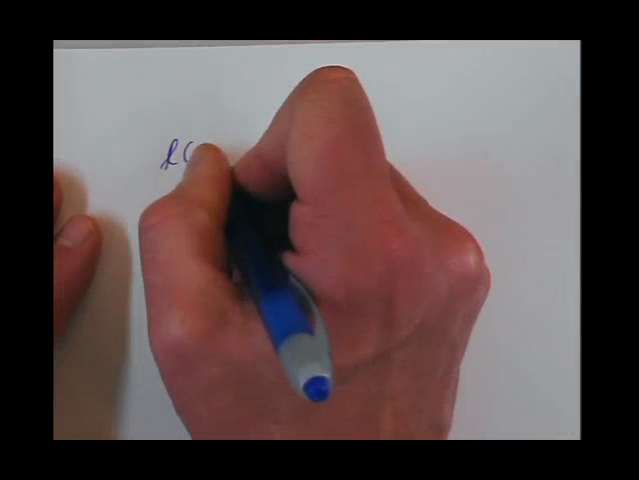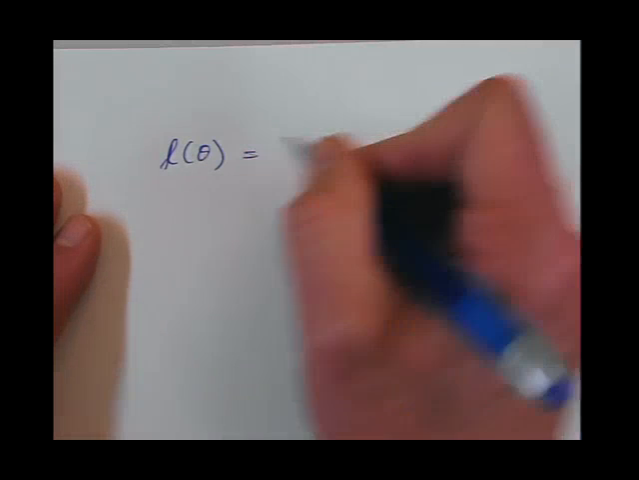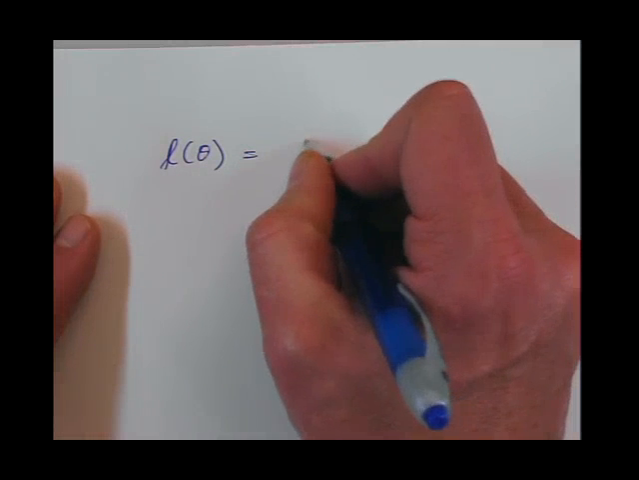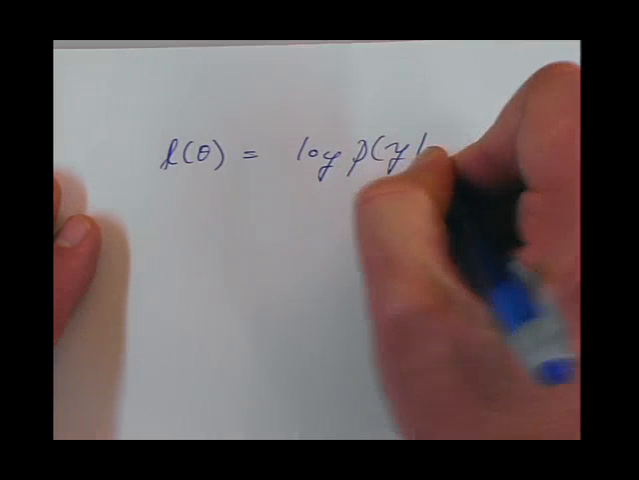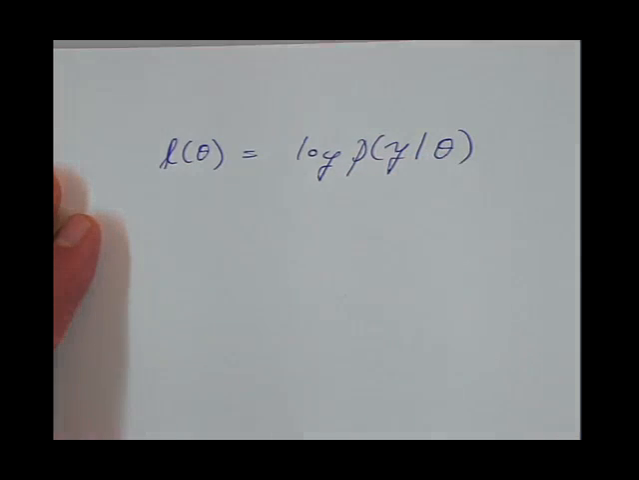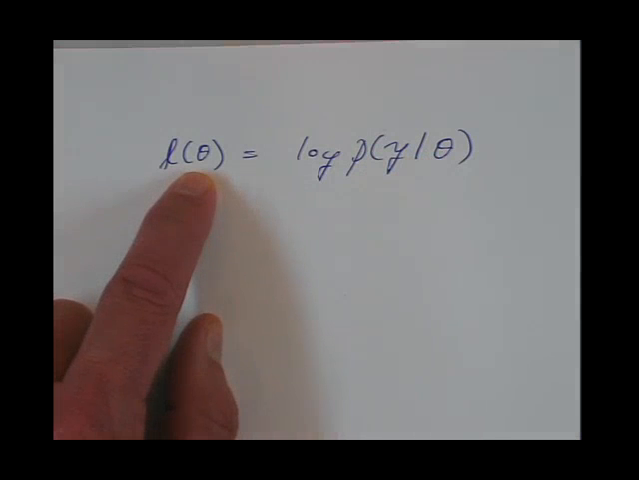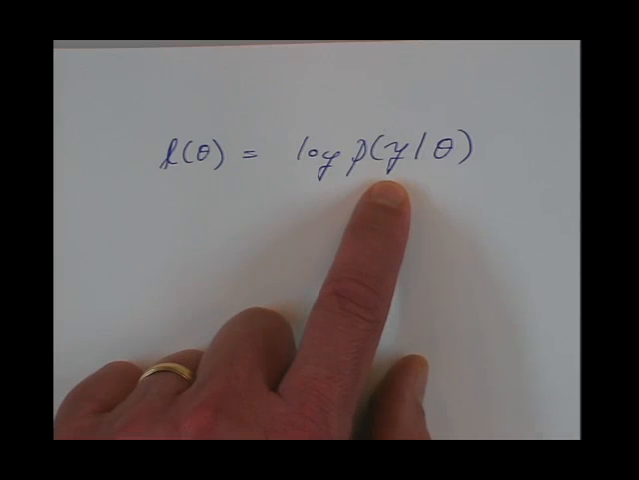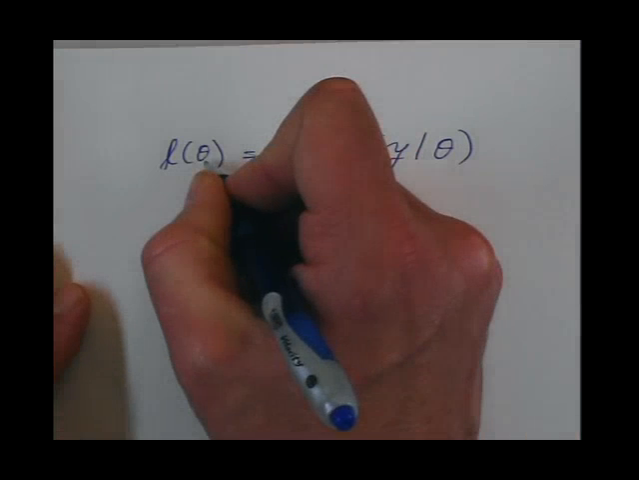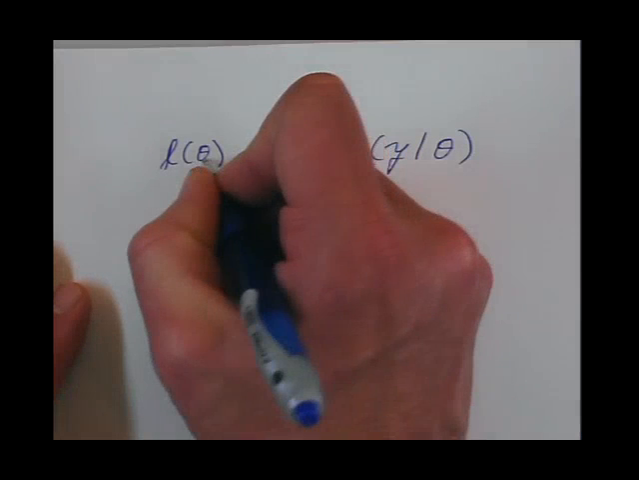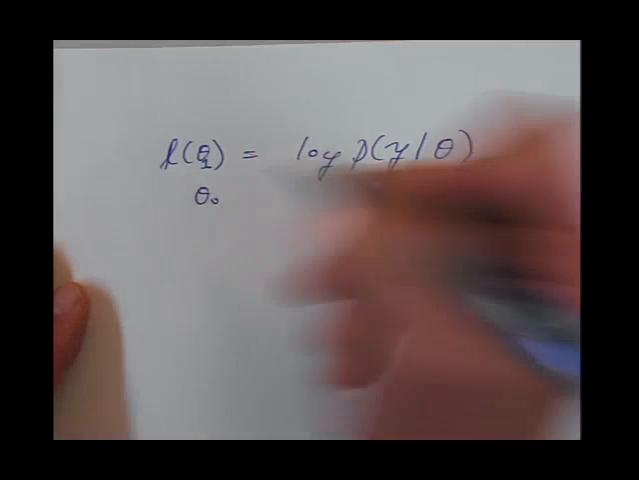the log likelihood of some parameter theta is defined as the log of the probability of the observations given theta. So it's not a probability distribution in theta. It's the evaluation of the probability for that parameter. And then maximum likelihood, so you might have two different parameters, theta 1 and theta 0.